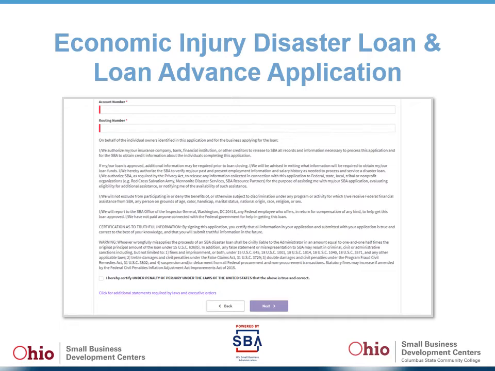Lastly, you will click the box at the bottom that says that you hereby certify under penalty of perjury under the laws of the United States that the above is true and correct. Please be sure to read this information. What it is doing is providing authorization to the SBA to obtain information they need from the insurance company, bank, financial institutions, and your other creditors to process this loan.